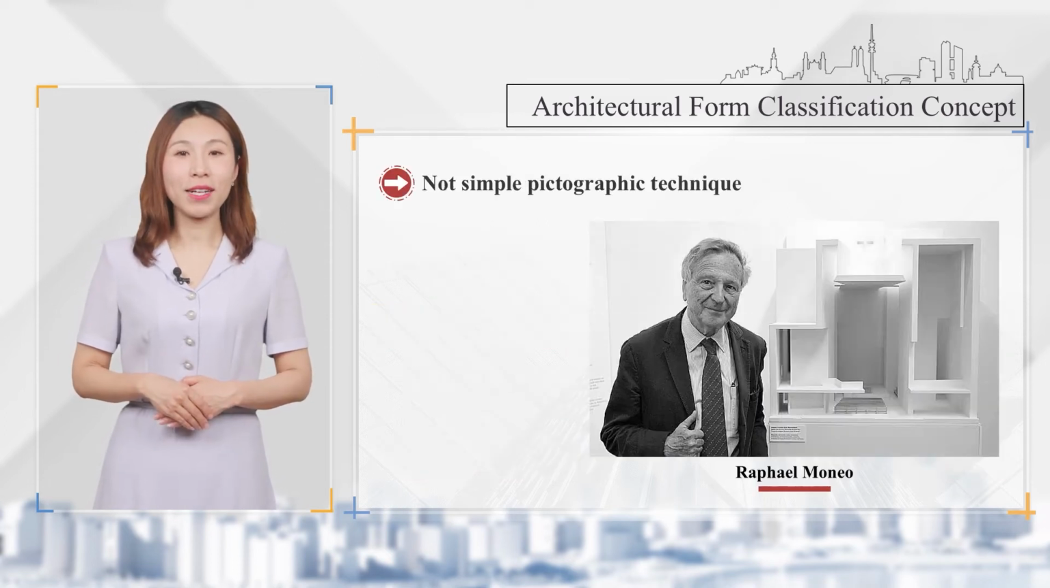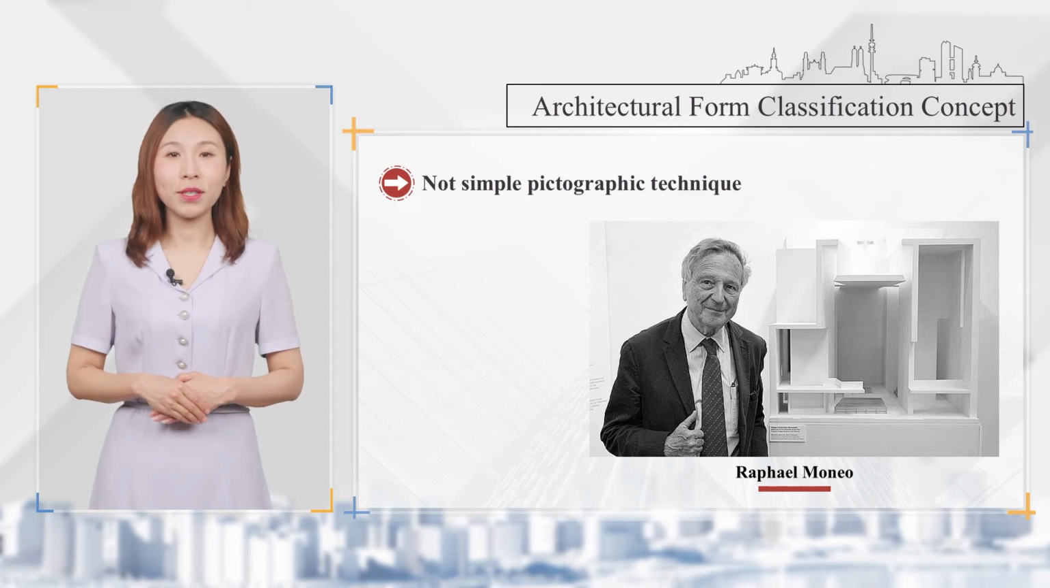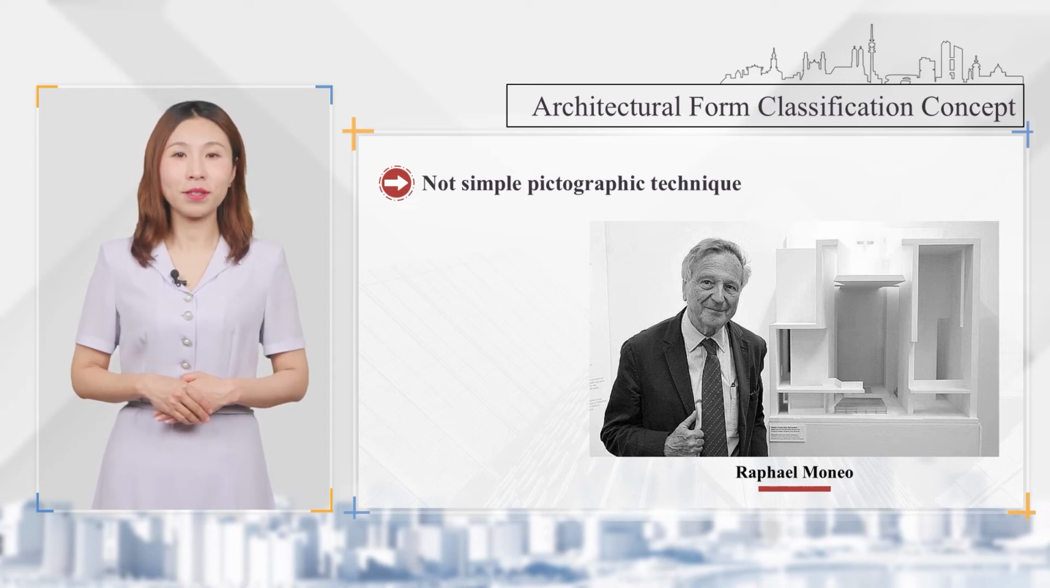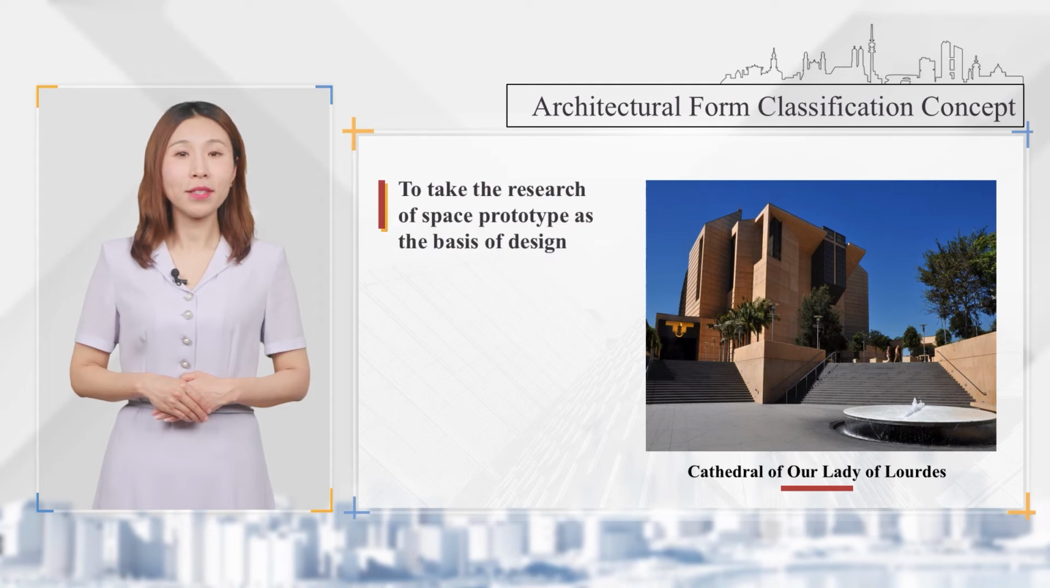In the design of architecture form, we should not simply use pictographic technique. Raphael Moneo questioned pictography, which is an arbitrary dismemberment and use of historical forms. As an architect skilled in creating in historical environment, Moneo divided the form creation into two stages: type study and form generation. This provides us with an idea for the creation of architectural forms, which is to take the research of space prototype as a basis of design.